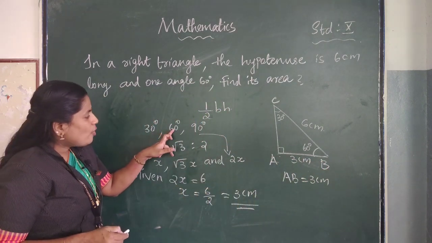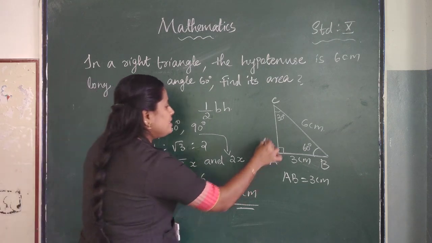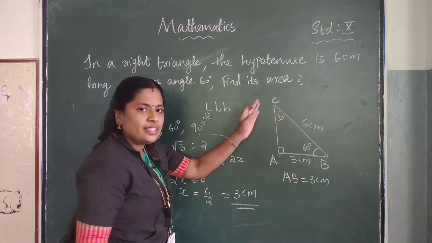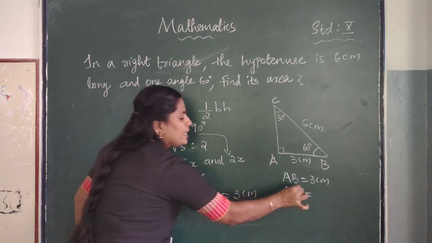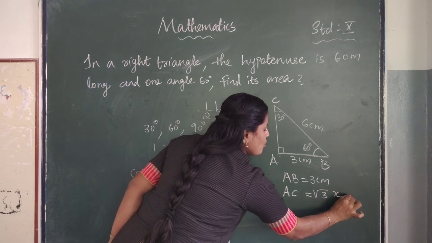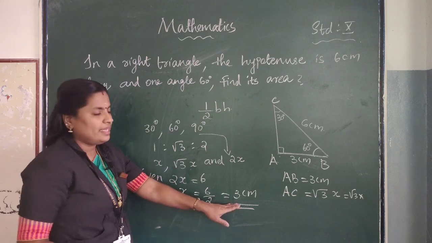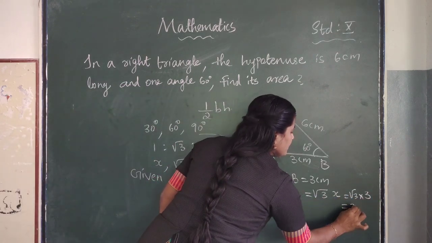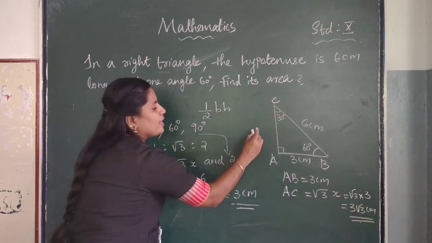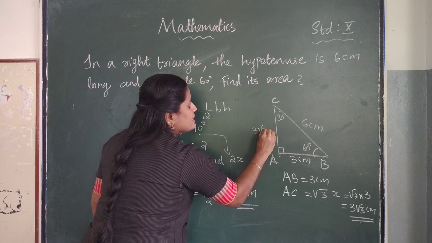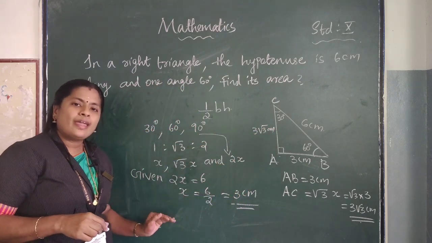Okay, then opposite of 60 degree, that is √3x. That is AC. 60 degree opposite side is AC. AC equal to √3x. So √3 × x. X equal to 3. So we got 3√3 cm. Okay. So AC is 3√3 cm.